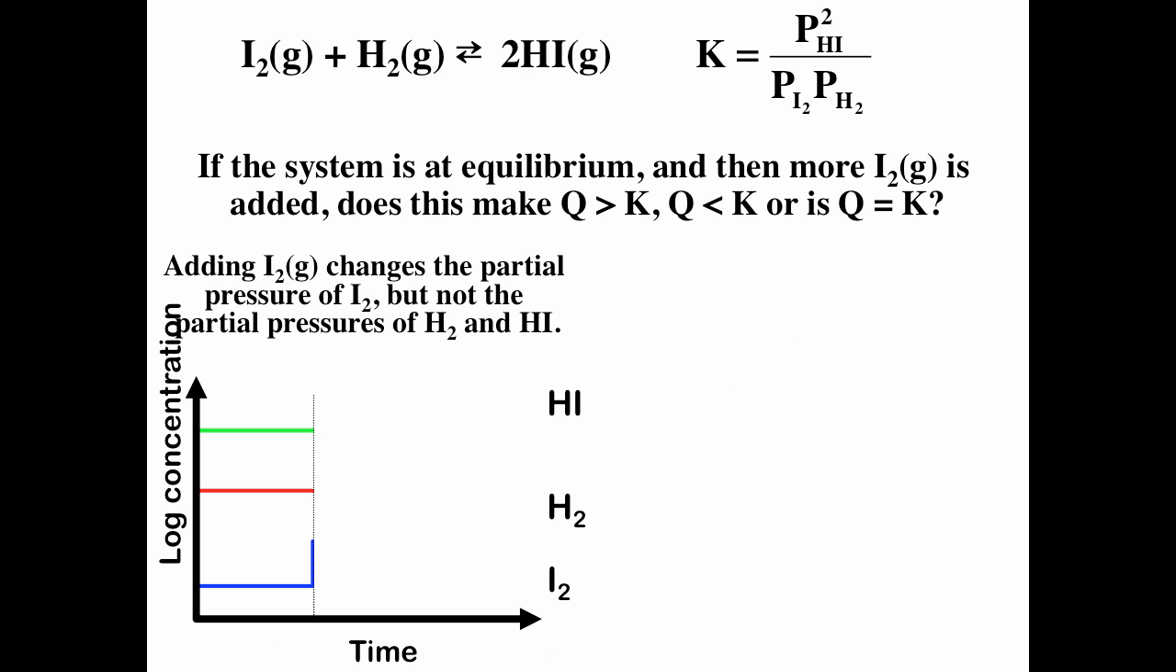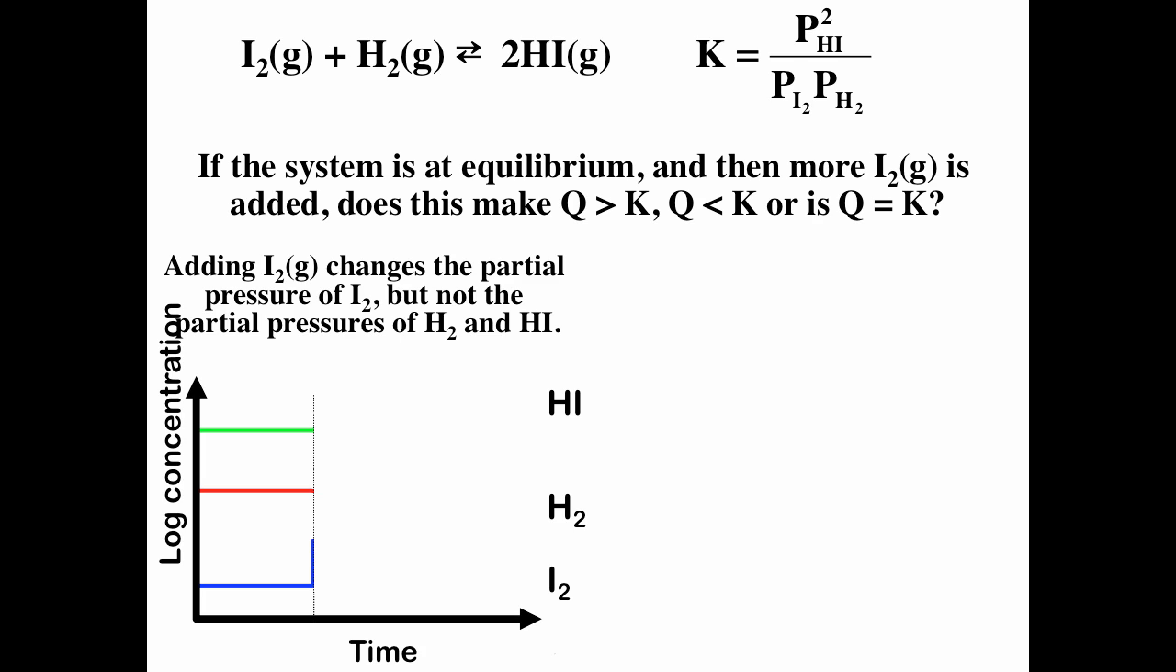We have iodine gas plus hydrogen gas going to 2 hydrogen iodide gas. We can imagine that the system's at equilibrium. That corresponds to the concentrations given in the figure on the left. And so what happens if more iodine gas is added? Well, Q is equal to partial pressure of hydrogen iodide squared over partial pressure of iodine and partial pressure of hydrogen. Remember, the form for Q and K is exactly the same, but Q changes, K does not change.